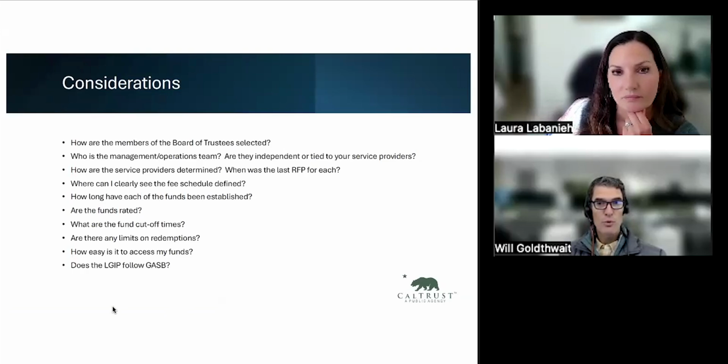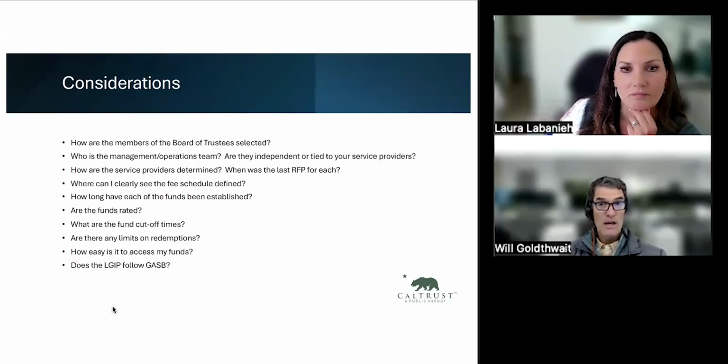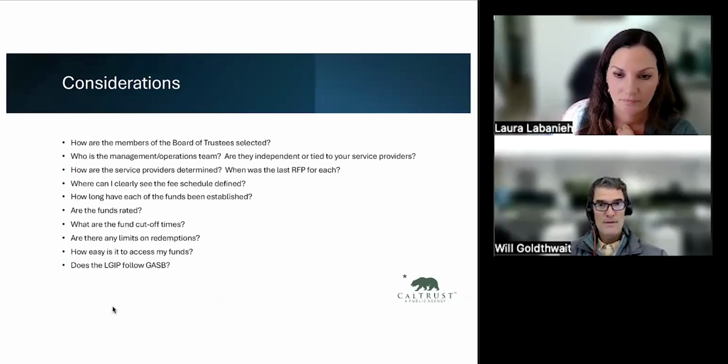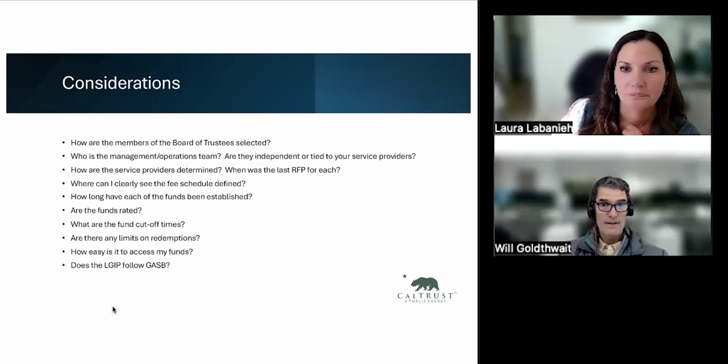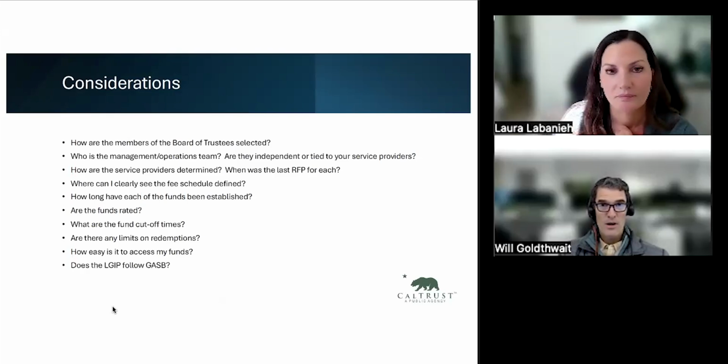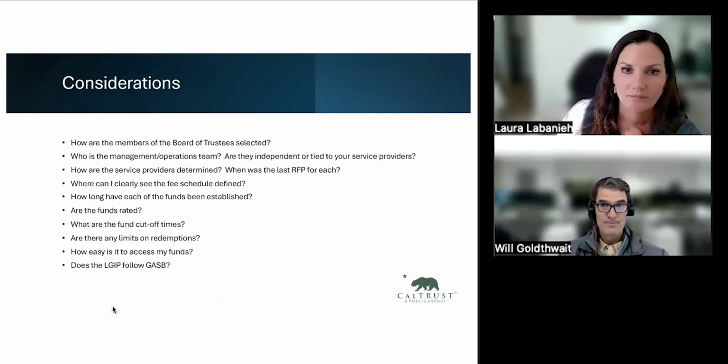Being invested in a pooled vehicle means that your money is in with a whole bunch of other folks, and everyone's keeping an eye on things. And I think that's a real value in pooled vehicles, is that you have a lot of eyes on what we're doing, on what Laura's doing, on what the CalTrust management team's doing, and I think that's great. I think that those extra eyes on the process are beneficial for everybody.